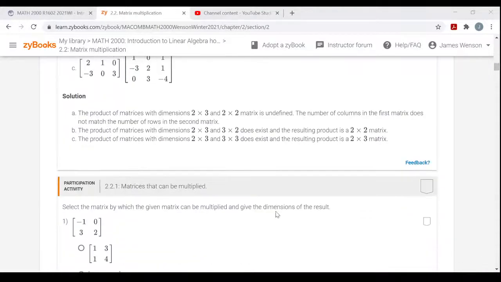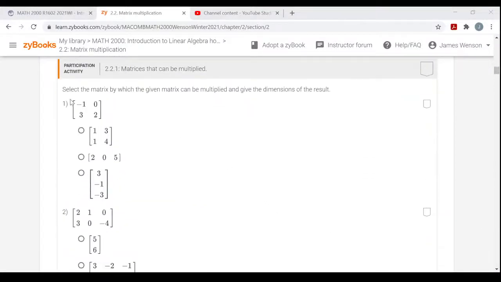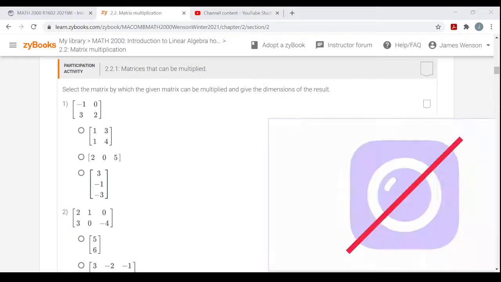All right. So here, your participation activity is: select the matrix by which the given matrix can be multiplied with the given dimensions and give the dimensions of the result. So this is a 2 by 2 matrix. All right, let me write this up here.